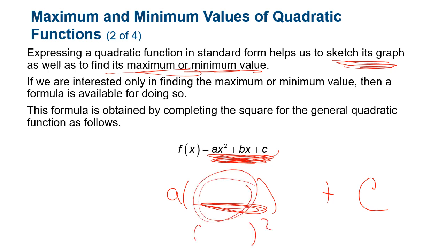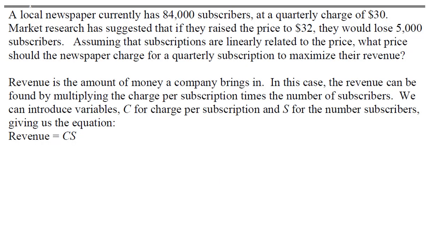Okay? So now let's look at an application of a quadratic function. A local newspaper currently has 84,000 subscribers at a quarterly charge of $30. Market research has suggested that if they raised the price to $32, they would lose 5,000 subscribers. Now, assuming that subscriptions are linearly related to the price, that's a pretty key part there. What price should the newspaper charge for a quarterly subscription to maximize their revenue?